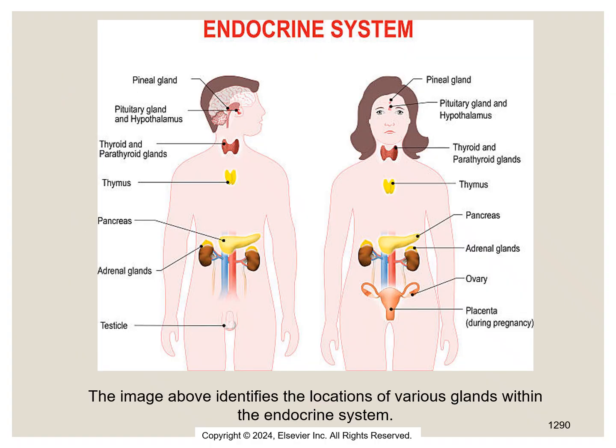Image shows the location of the endocrine glands. It's located on page 1290. Whenever you look at this, I want you to understand that there is no direct anatomic connection between glands and their target tissues.